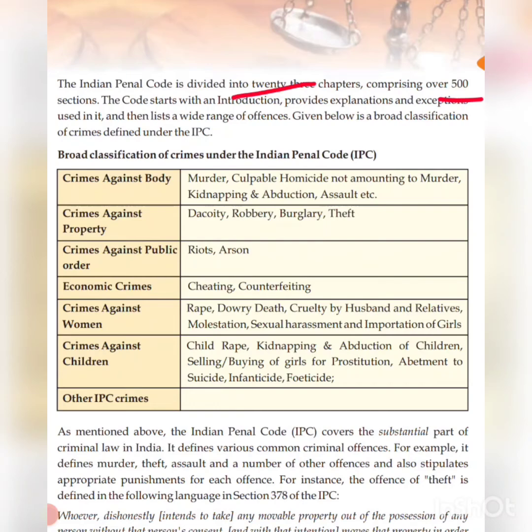Code starts with an introduction. Every book which you buy or which you see, first page is what? Its introduction part.